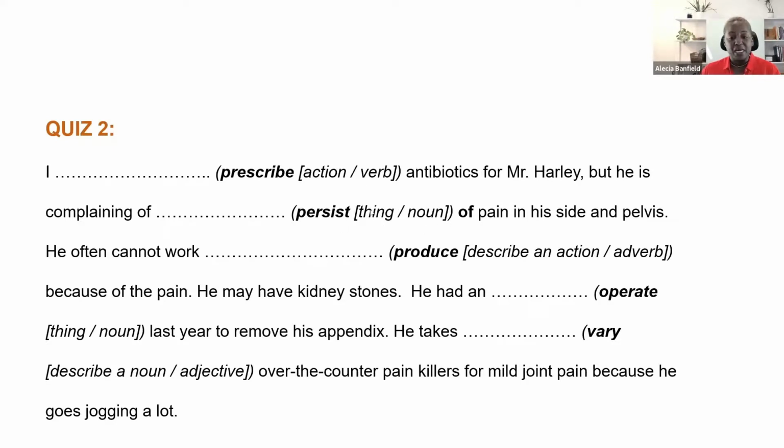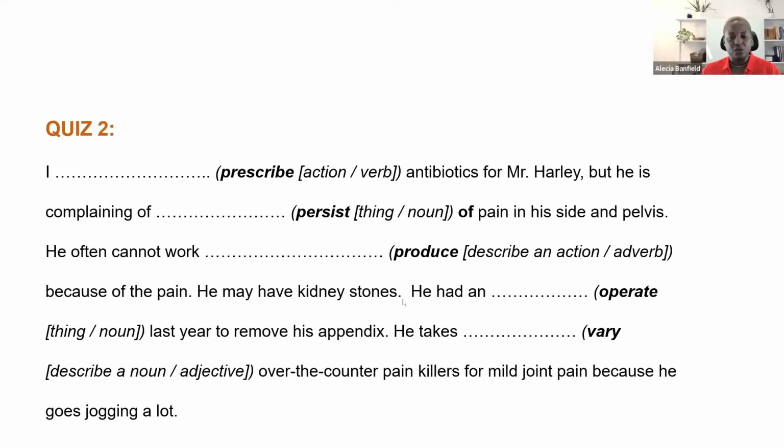a thing, a noun. What is the noun form of persist? So he is complaining of something of pain in his side and pelvis. He often cannot work because of pain. He often cannot work, and we're looking for a word that describes an action. So we're looking for an adverb. What is the adverb from produce?